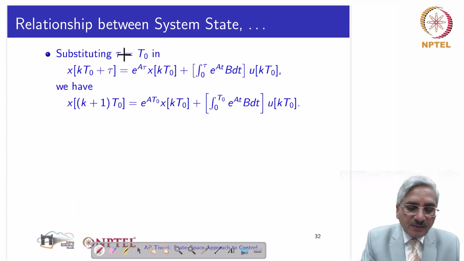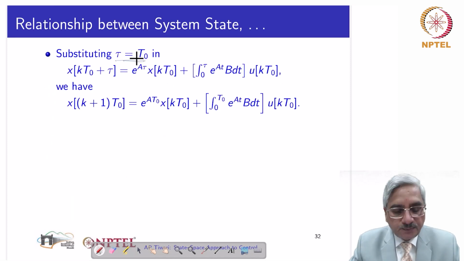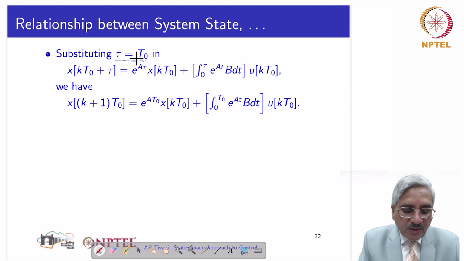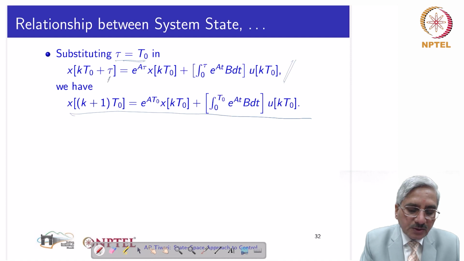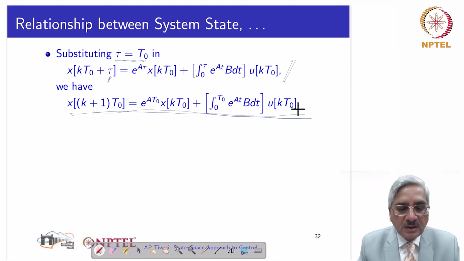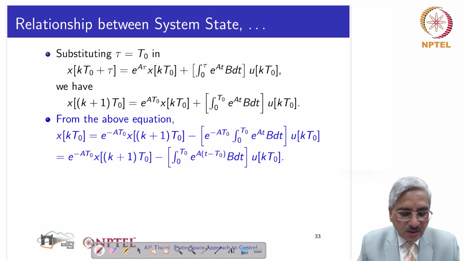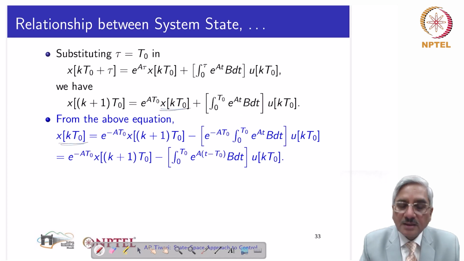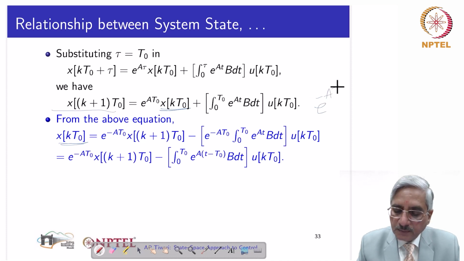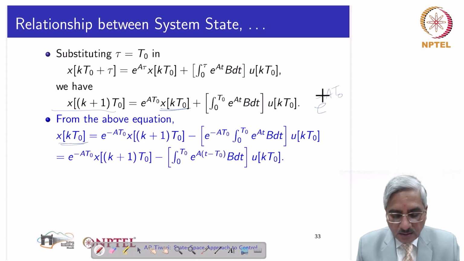Now in place of tau we substitute T0, so we get this one. This is the solution, and in that we substitute tau equal to T0, so we get this one. And what we do is, from this we solve for x(kT0). We can pre-multiply all the terms by e^(-aT0), and then rearrange the terms.